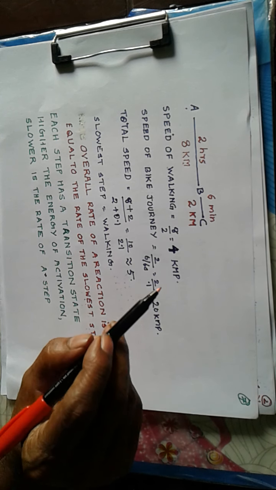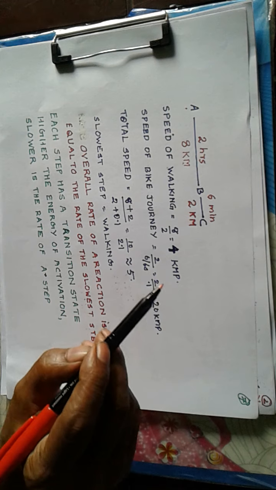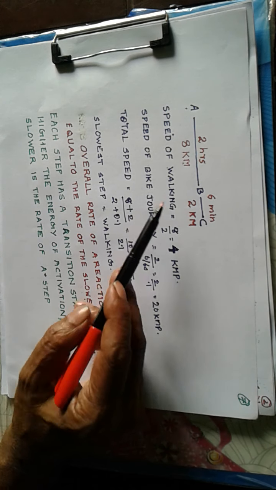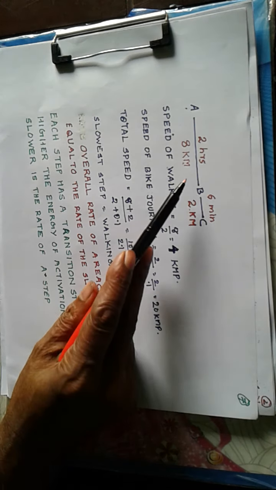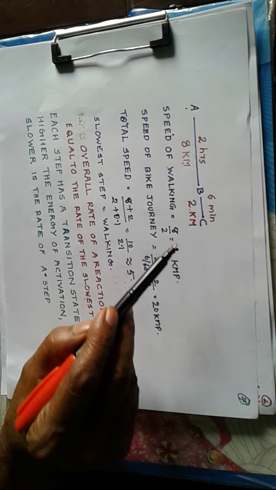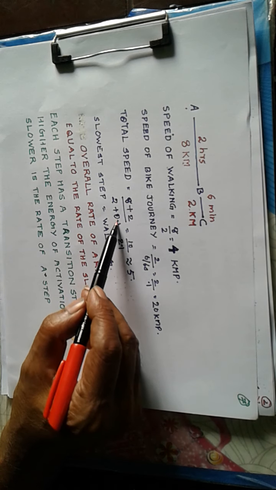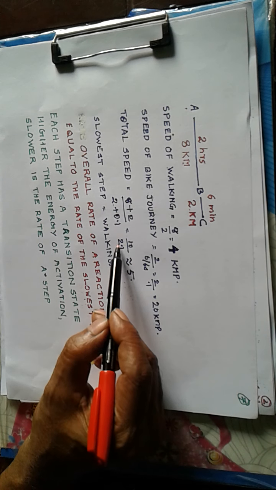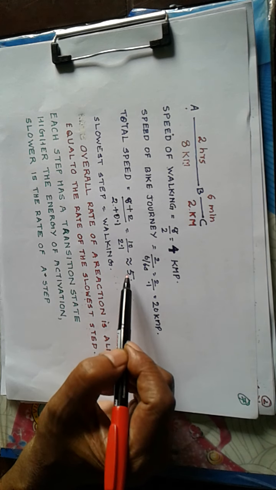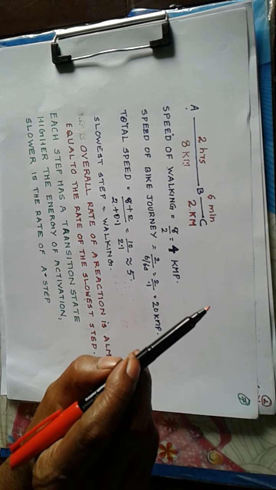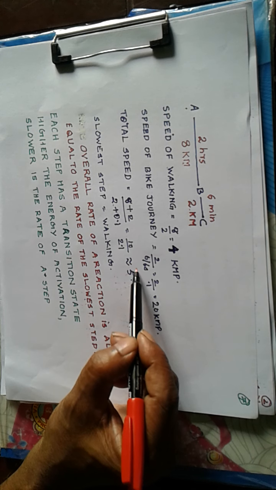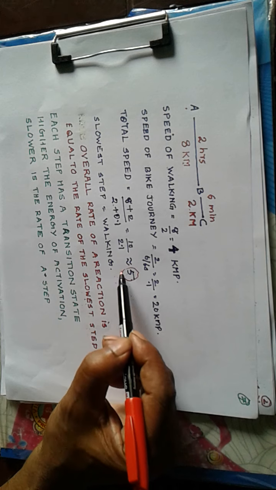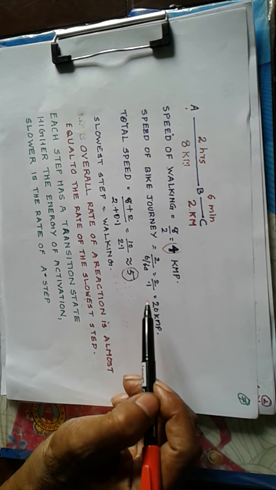Now the total speed of the journey from home to school is 8 plus 2 by 2 hours plus 6 minutes, that is 2 plus 0.1. 8 plus 2 by 2 plus 0.1, that is 10 by 2.1, which is approximately 5. So the total speed of the journey, 5, is nearer to 4 than to 20.